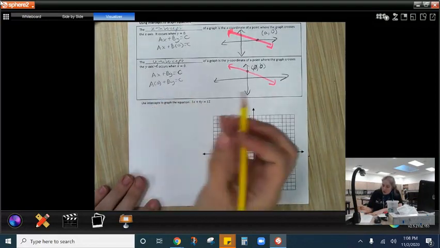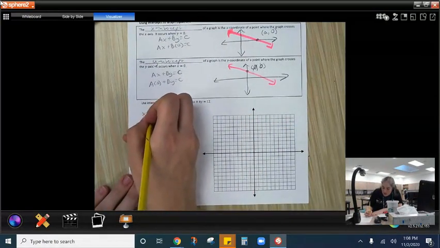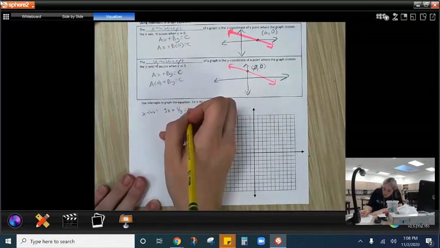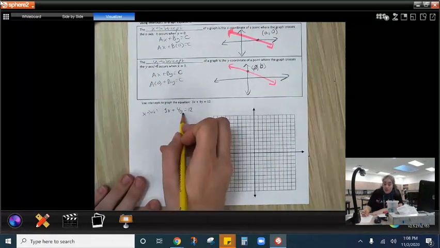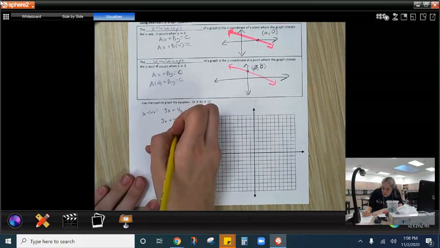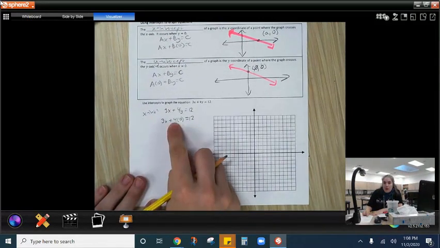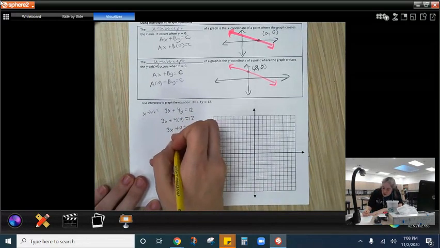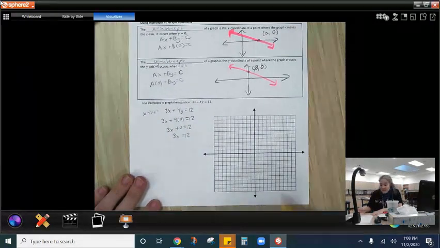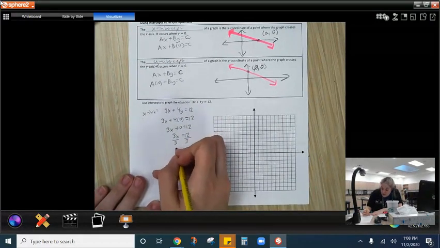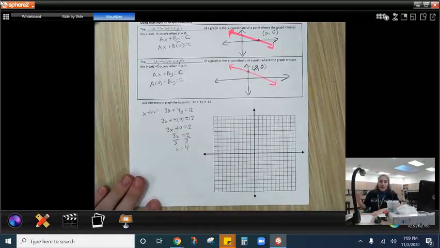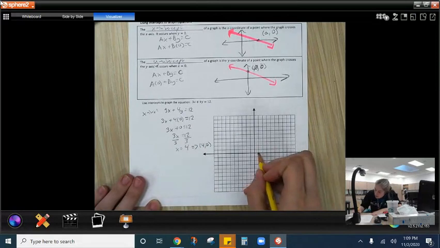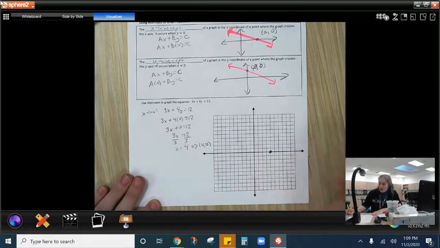So I'm going to start with finding the x-intercept. All right, so we've got 3x plus 4y equals 12. To find the x-intercept, I plug in 0 for y. So we have 3x plus 4 times 0 equals 12. Well, this whole thing becomes 0. So this becomes 3x plus 0 equals 12, which is the same as just 3x equals 12. I need to get x by itself, so I divide by 3 on both sides. That means x equals 4. So my x-intercept is going to be at 4, 0. So I'm going to plot that: 1, 2, 3, 4, 0.